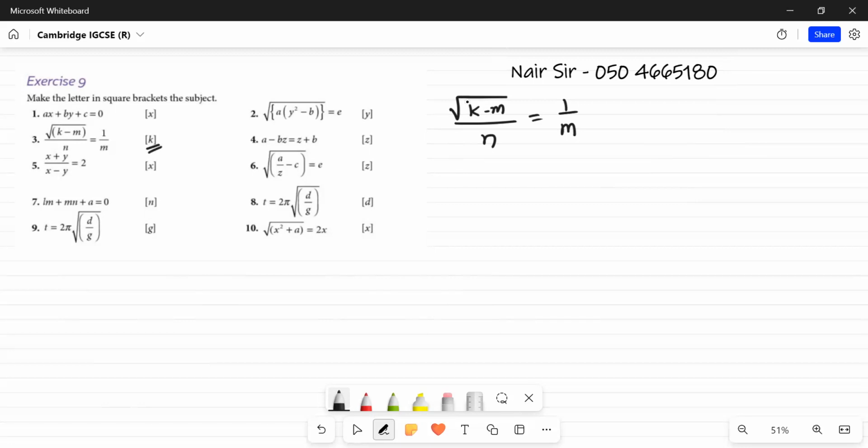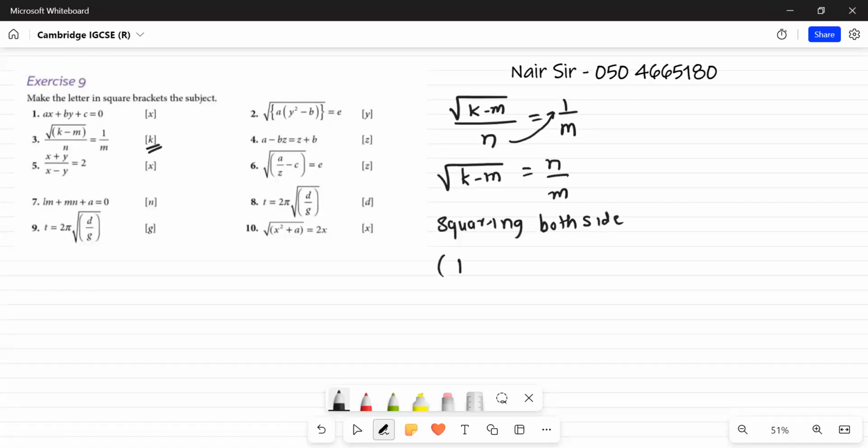So let me write this as k minus m. This n is divided to this. When it goes to the other side, what will it become? Multiply. So it is equal to n upon m. Now square root, so squaring both sides. So what do I get? K minus m is equal to n square upon m square.